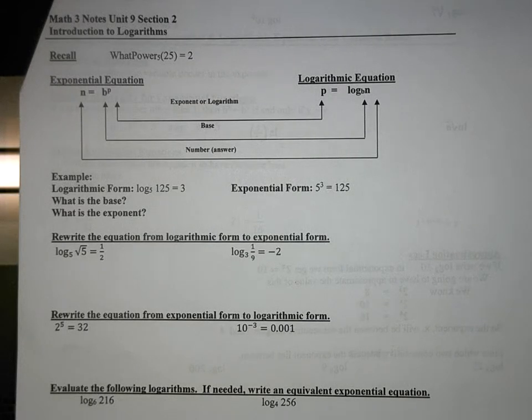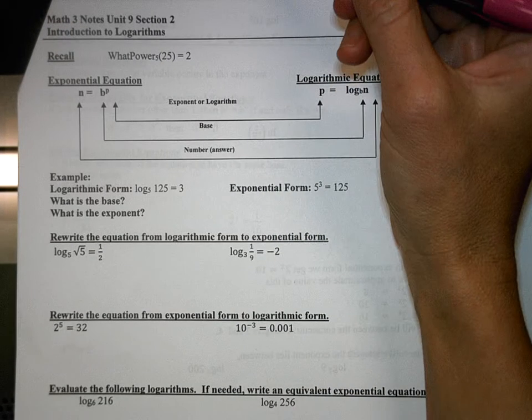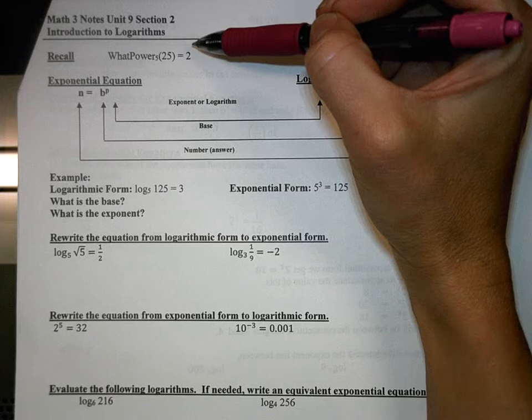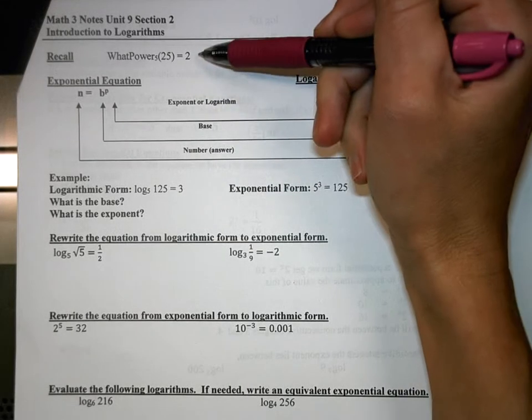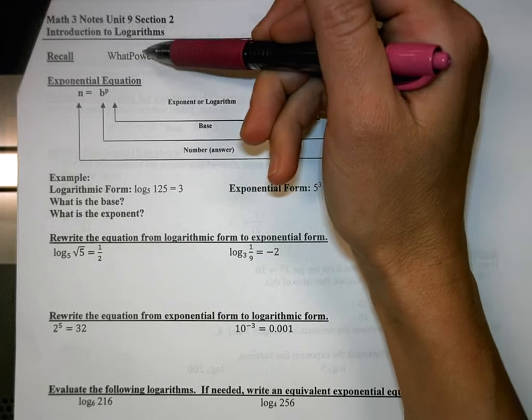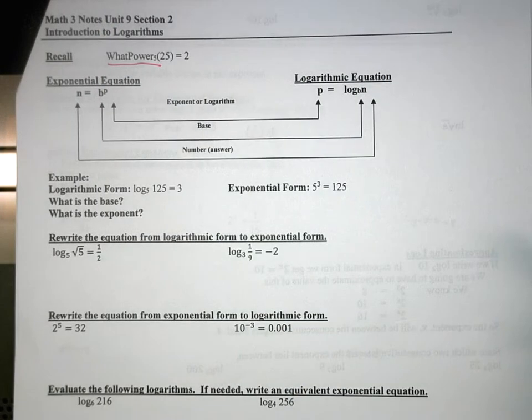So yesterday we did problems like this, where we said, 5 to what power is 25? And we knew the answer was 2. Okay, this "what power" is actually a logarithm.